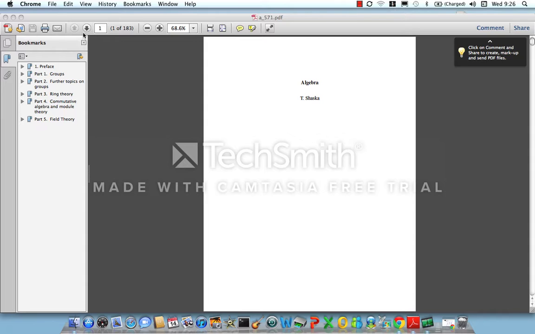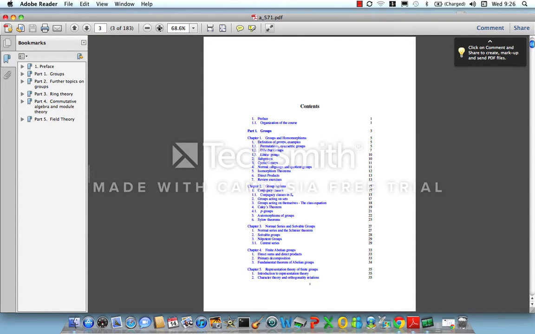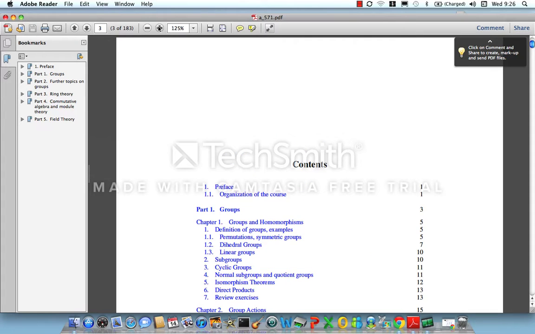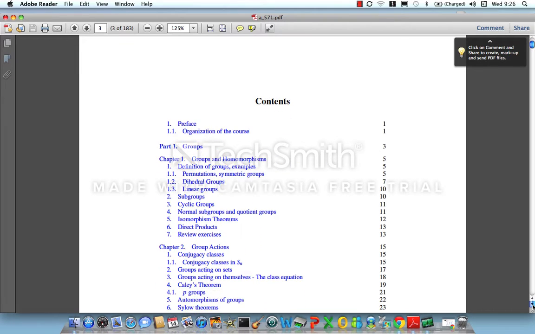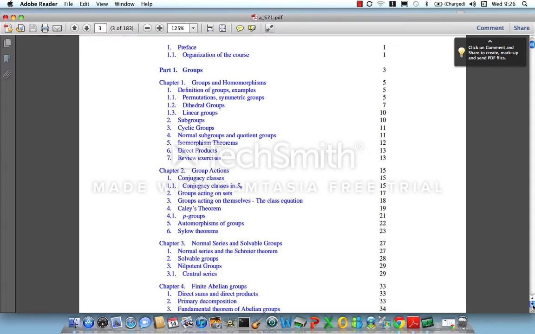This is the PDF file of the topics that we will cover, basically the table of contents. The first part is groups. Very briefly, I will go through groups, definitions, and homomorphisms. This will be maybe one lecture or two. I will mention cyclic groups and subgroups and normal subgroups and so on.